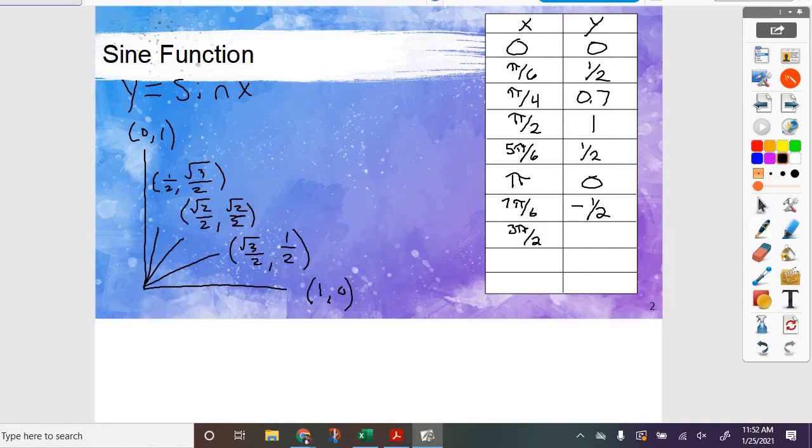now what would our value be? Negative 1, because we go down. So negative 1. And then in our fourth quadrant, we would get 11 pi over 6, and it's also going to be negative 1/2. And then 2 pi is going to be the same thing as 0. We're going to get what? 0. Okay.